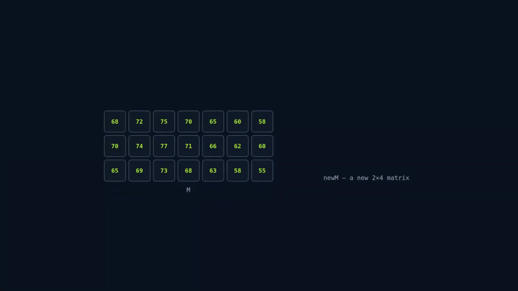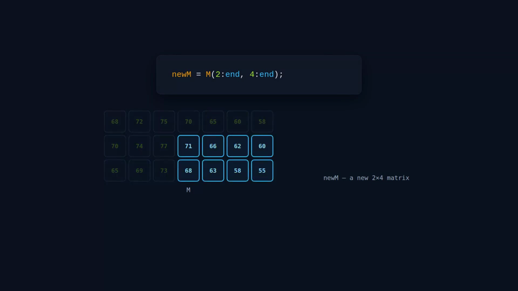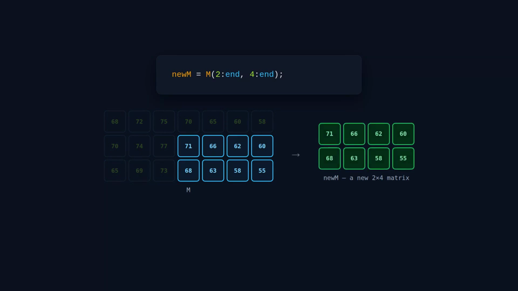Same for a block. New M equals M of 2 through end, 4 through end copies sensors 2 and 3, Thursday to Sunday, into a brand new matrix. Change new M and M is untouched. If you actually want the original updated, you have to write the block back in. M of 2 through end, 4 through end equals new M.